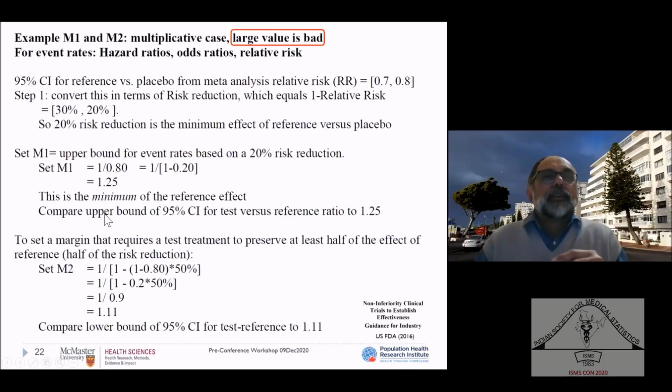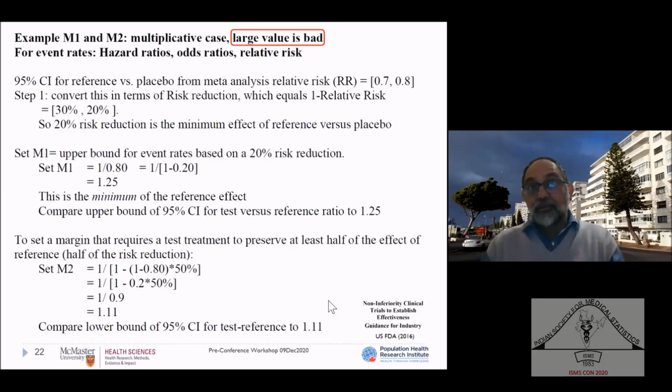To set then the margin, now we want to find M2. And let's say we want to preserve half of the effect. I'll just keep it simple at half of that risk reduction. So now it becomes half of this 20%, so it's the 10%, but it's 1 minus, and I change it back to the ratio multiplicative case, and it's 1.11. So now we'll be comparing the upper bound to 1.11. And this is just because we're looking at the multiplicative case. But if large values are bad, you're looking at the upper bound.